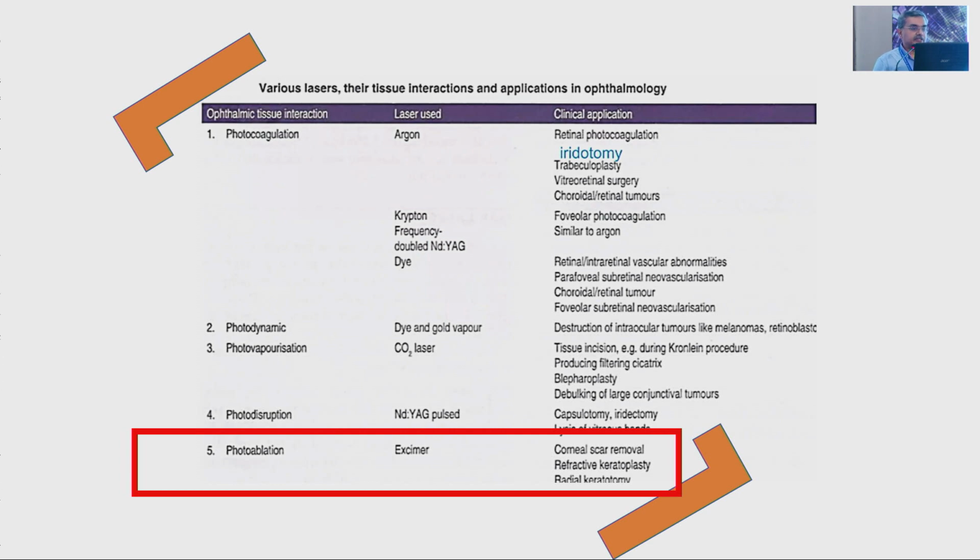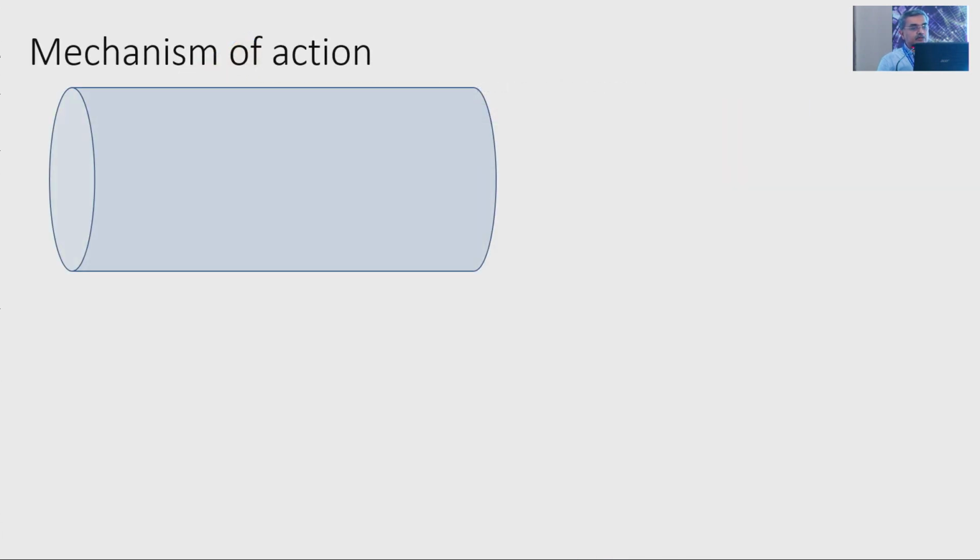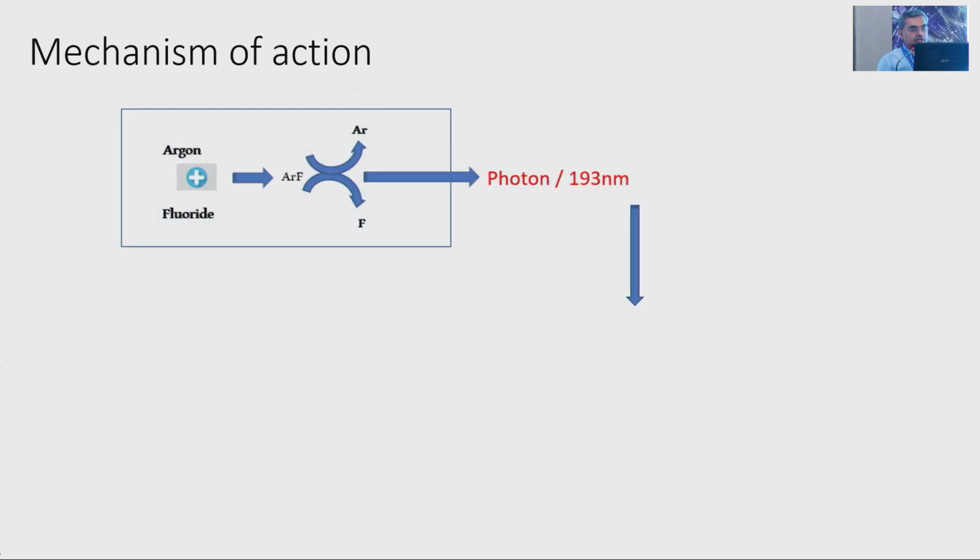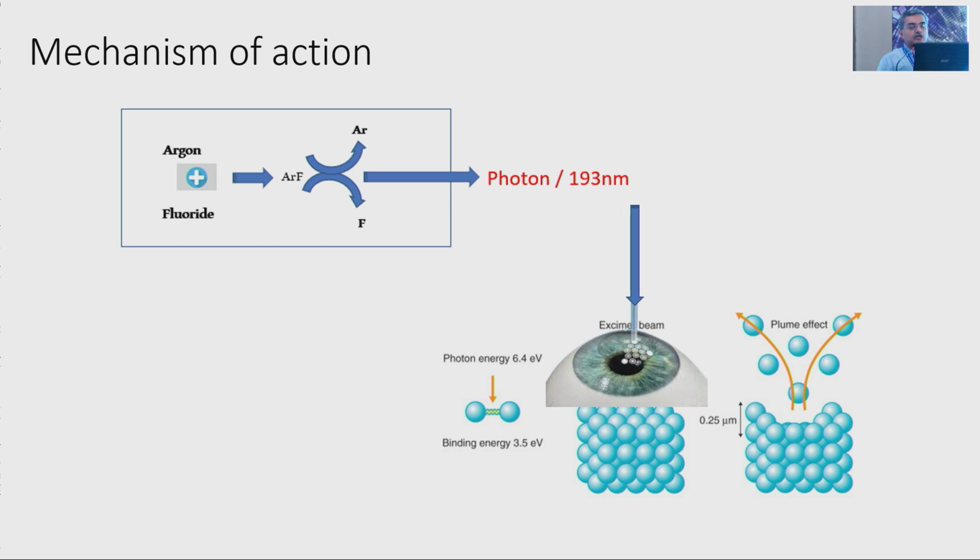As already discussed, among the various mechanisms of action, the laser used in refractive surgery uses the technique of photoablation, and the laser we use is the excimer laser. Imagine a cavity filled with the gases argon and fluoride. High energy electric current passes through it, causing them to unite to form argon fluoride, which again dissipates. In the process, it releases photons of 193 nanometers, which are directed onto the cornea.